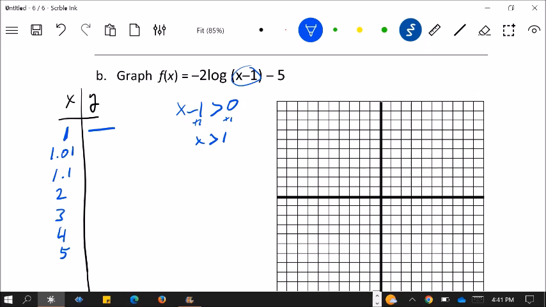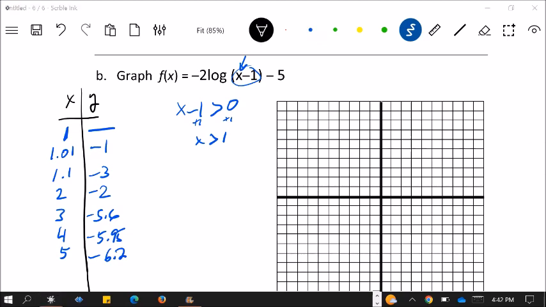If I put 1.01 into here and subtract 1, it would be log of 0.01. And then figure out that log, multiply by negative 2 and subtract 5. We're going to get about negative 1. With a 1.1, I'll do the same thing, and I get a negative 3. 2 is a negative 5. 3 is a negative 5.6. 4 is a negative 5.95. Then we're at negative 6.2. Oh, boy. Okay. Let's graph these.